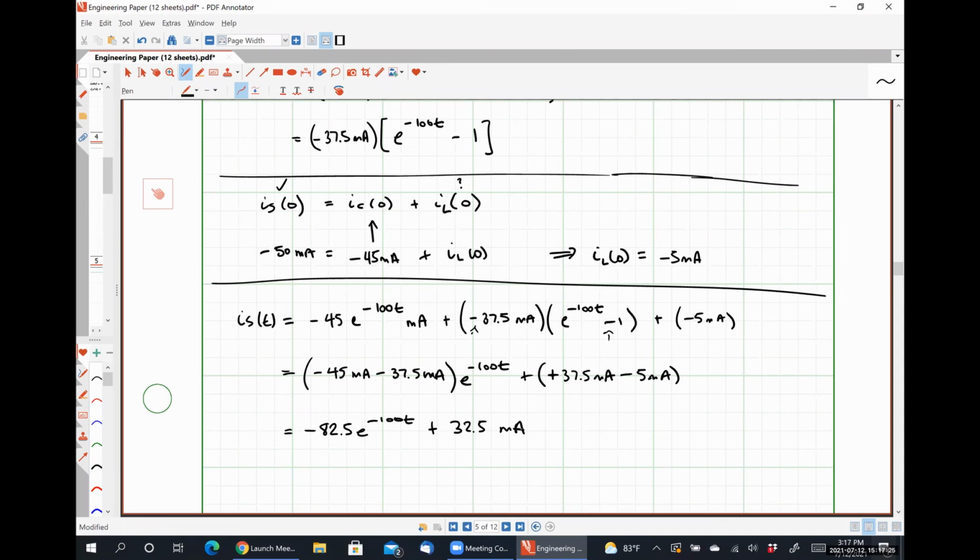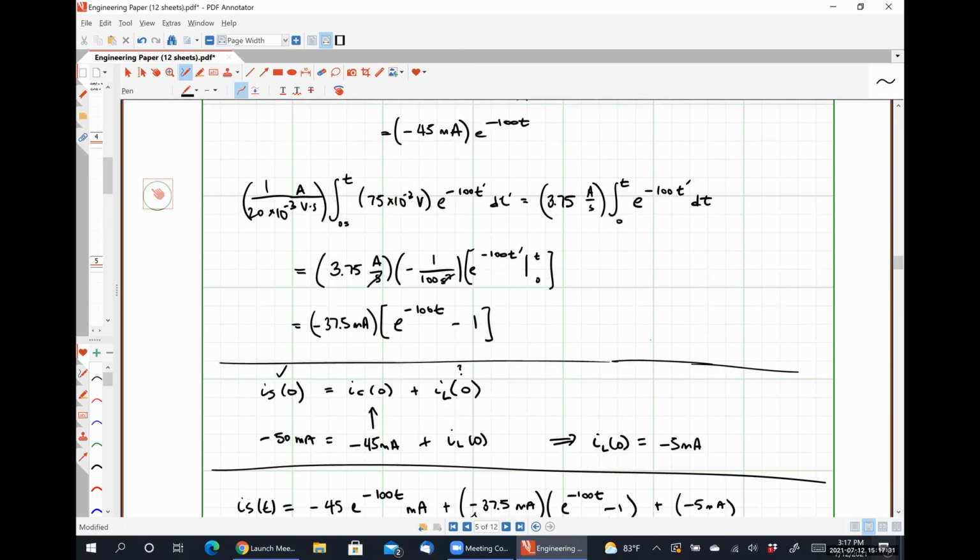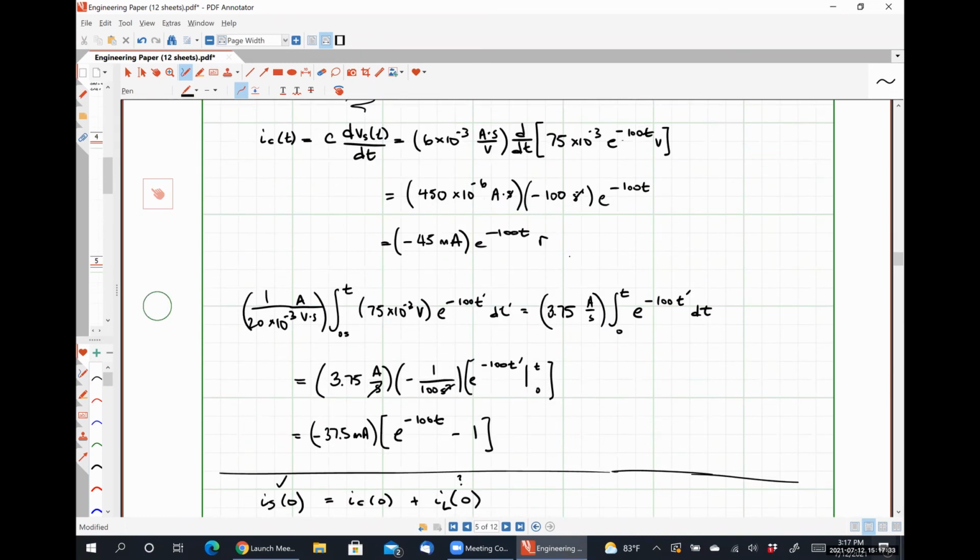Thoughts? How did you get IC at 0 seconds again? The negative 45. So we literally just plug in t is equal to 0 here, which means we're going to have negative 45 milliamps times e to the 0, which is just 1. So we have negative 45 milliamps times 1 is negative 45 milliamps.